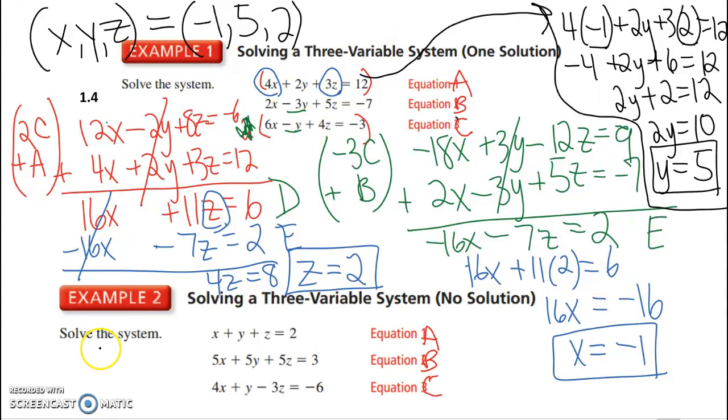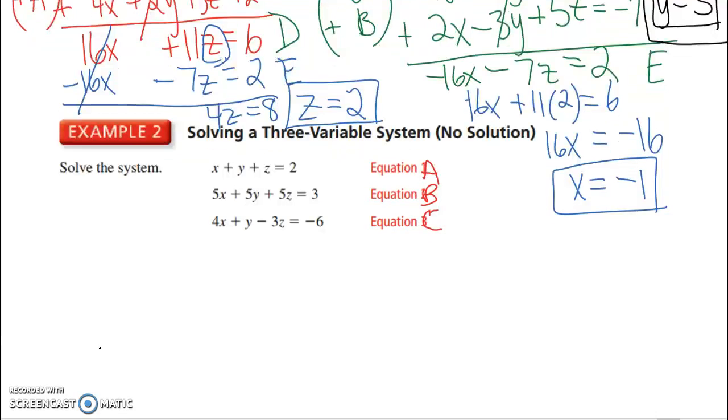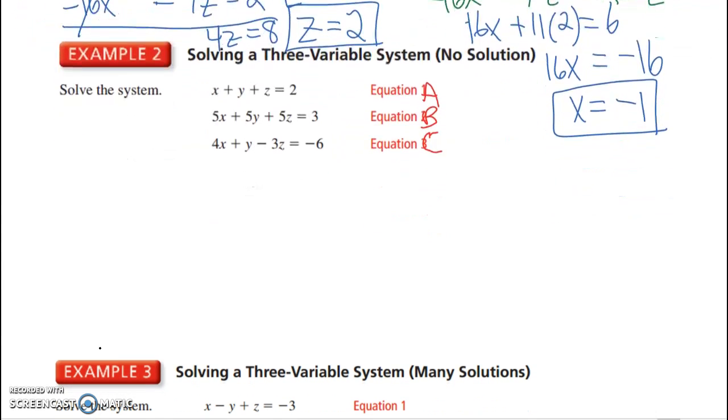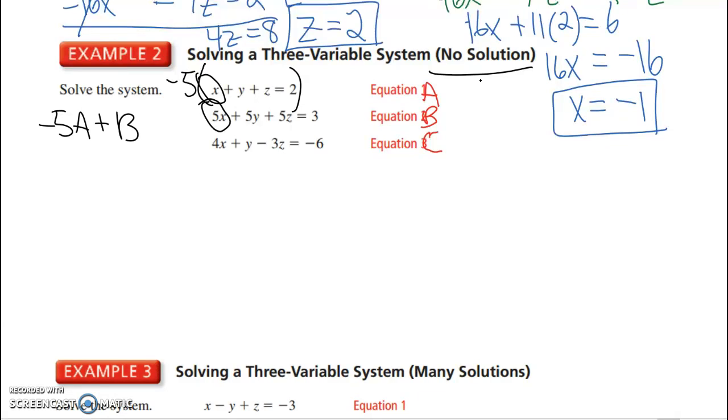To do example 2, this is going to be a little bit different because it says no solution, solving a 3-variable system with no solution. So I know it's going to look a lot different than what we just did. We want to do the same thing by eliminating a variable, and it looks like I could eliminate x and 5x if I just multiply equation A by -5. So I'm going to do -5A plus equation B. Let's see what happens if I do that.